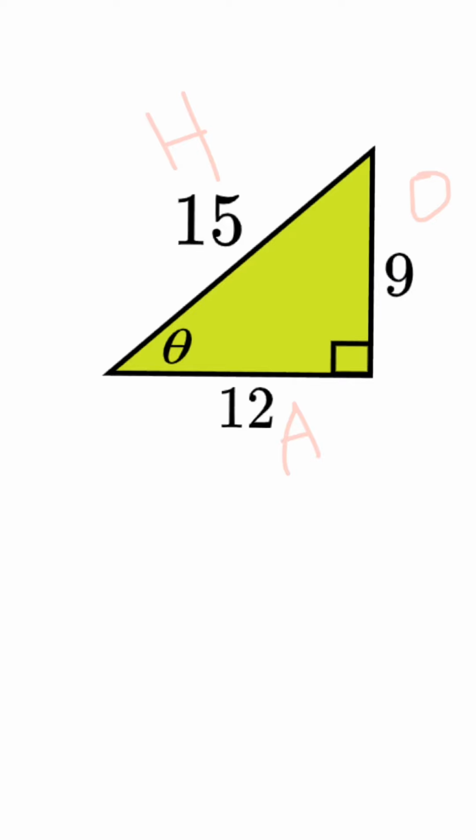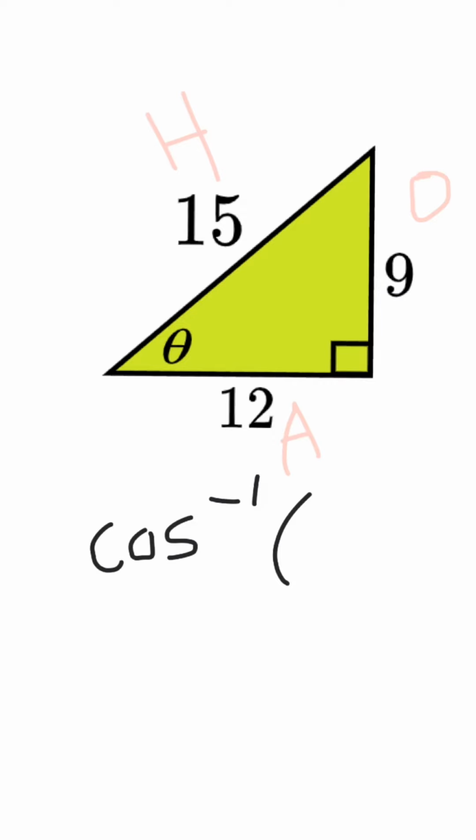Now at this point, we can choose which combination of two sides we want to use in order to solve for the missing angle. So suppose I decide to go with the 12 and 15. I'm going to ask myself which inverse trigonometric function uses the adjacent leg and the hypotenuse. The answer is the inverse cosine function.